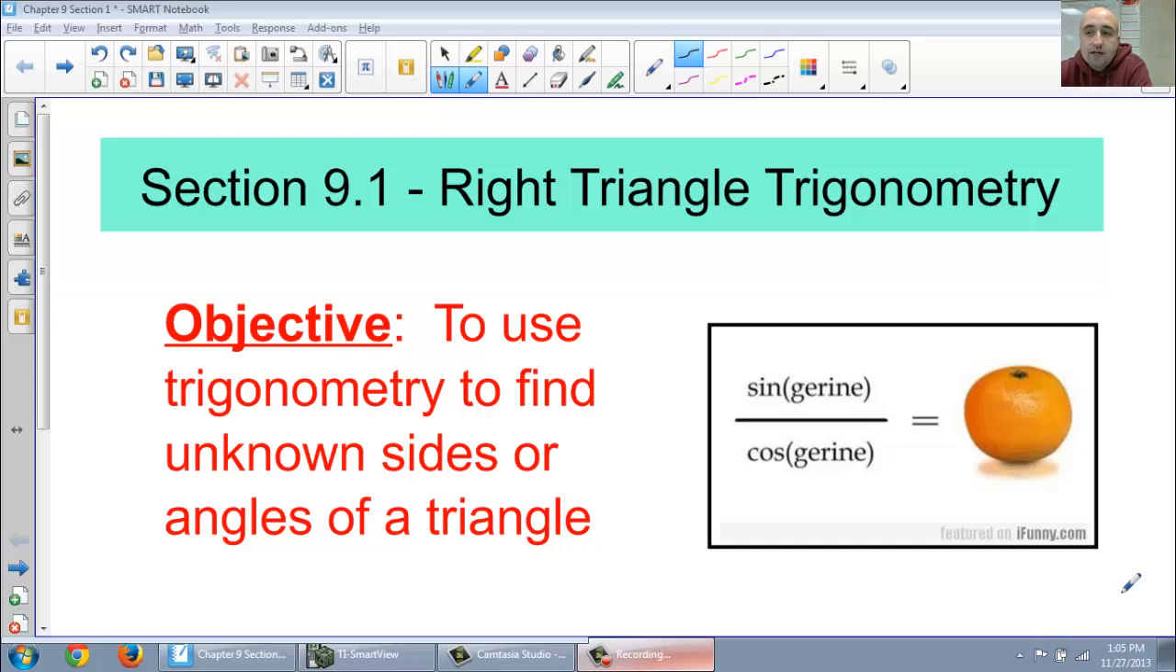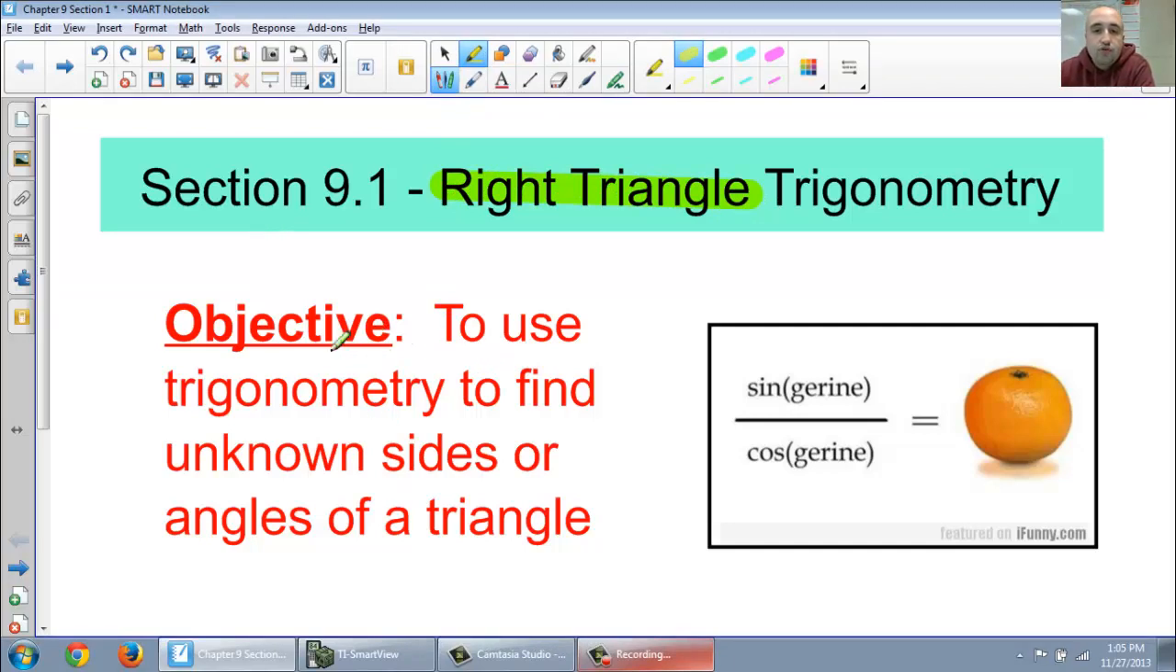So the trig section is a very important thing. There's a lot of questions on the ACT about trig. So let's get right into it. Section 9.1 is where we're going to start. We're going to do chapter 9 first. This is called right triangle trig. Therefore, we're only going to be talking about right triangles for these first couple chapters, or the first couple sections.